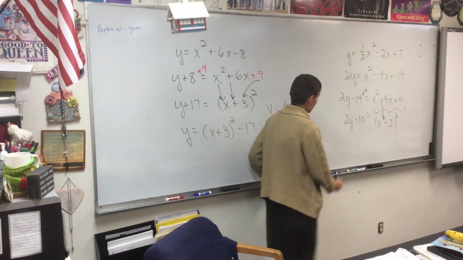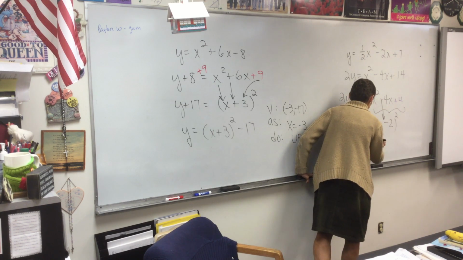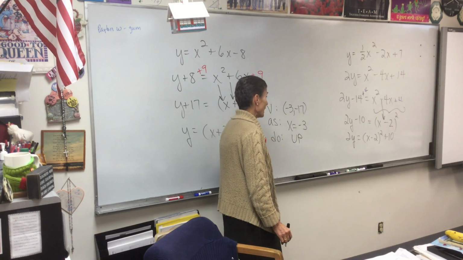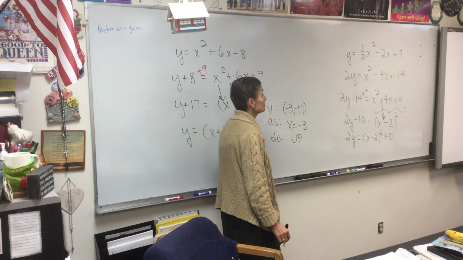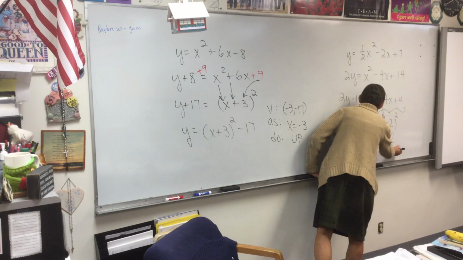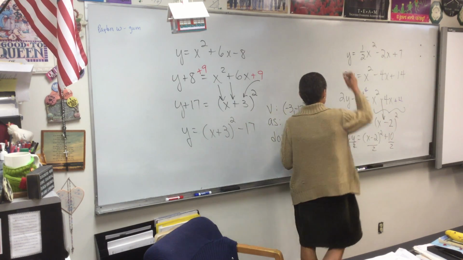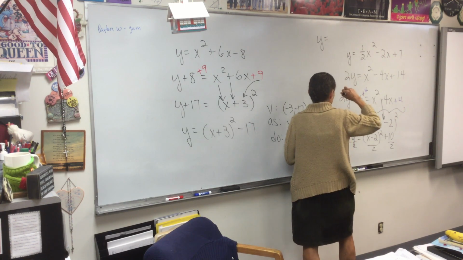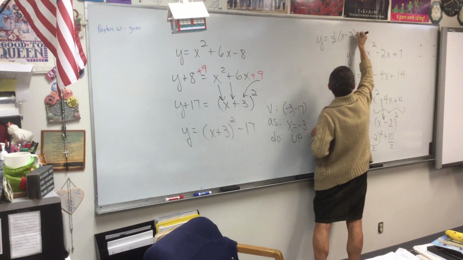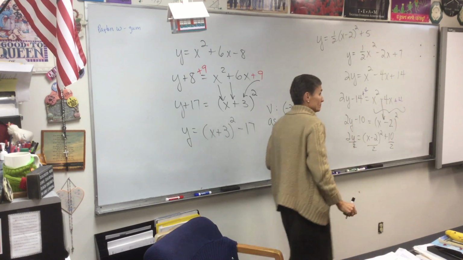Now, Jonathan, what happens next? Add the 10. And then Clayton, last step. Divide everything by 2. But when we divide the parentheses as a whole, nothing in it. So what do we end up with? y equals 1/2 (x minus 2) squared plus 5. Yep.